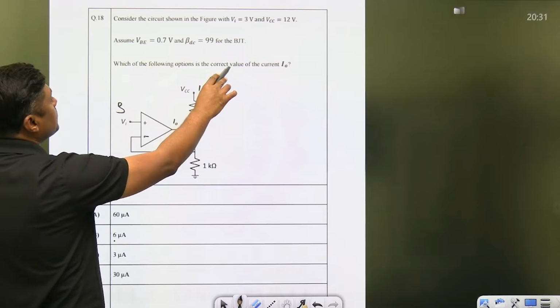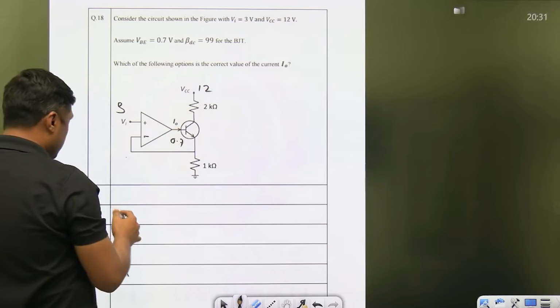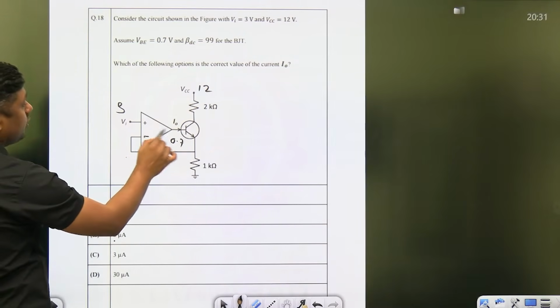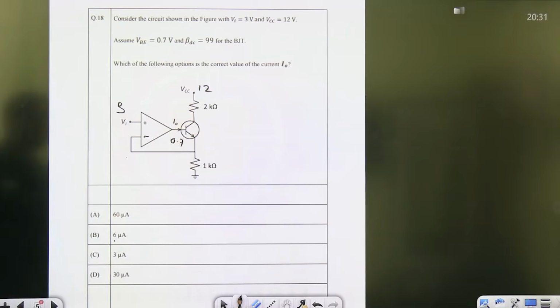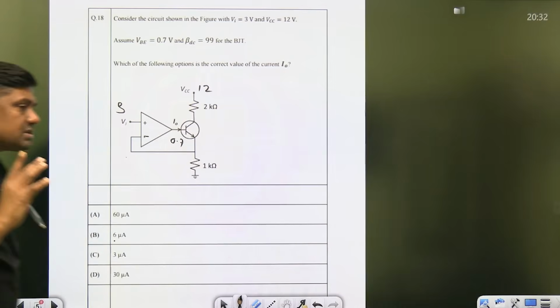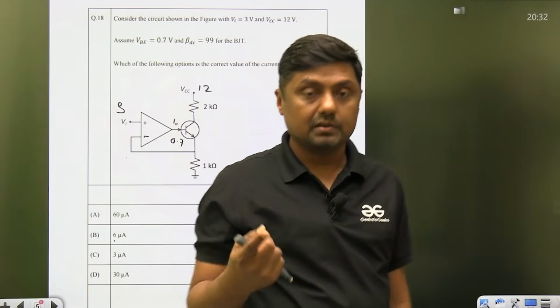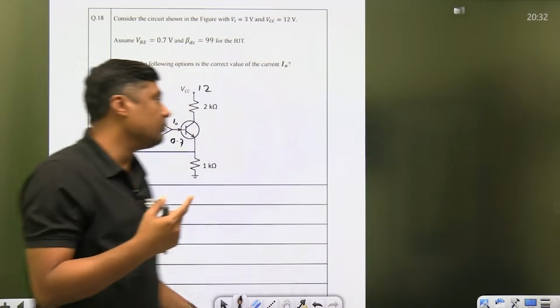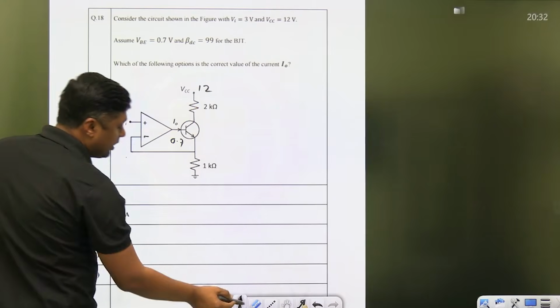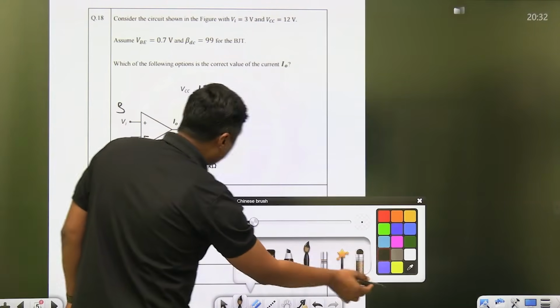Which of the following options is the correct value of the current I0? We have to calculate I0. Where is I0? It is the base current. Assume VB. Nothing is mentioned about the op-amp, which means the op-amp is ideal. If the op-amp is ideal, the gain is infinite, and the current entering the operational amplifier is 0.